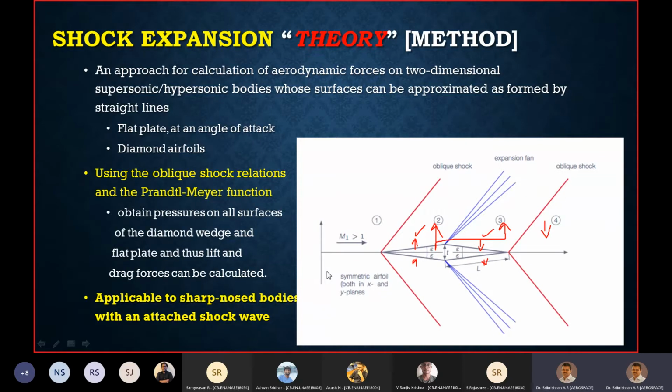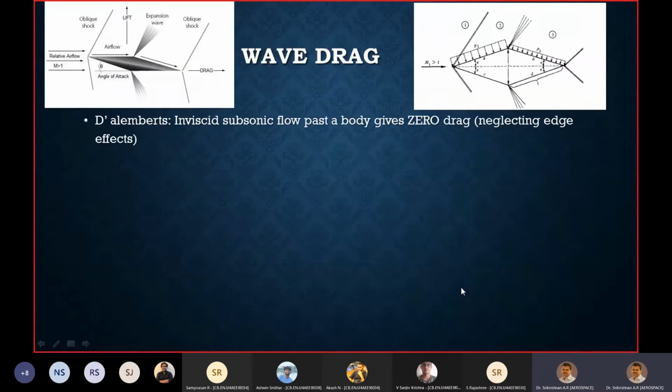Now, we see that the pressure distribution can be resolved by considering it to be a result of oblique shocks and expansion waves. We are considering attached shock, which means we are considering a low angle, that is a sharp object, so we are fine with the attached shock theory. Now let's look at the consequences of this pressure distribution.